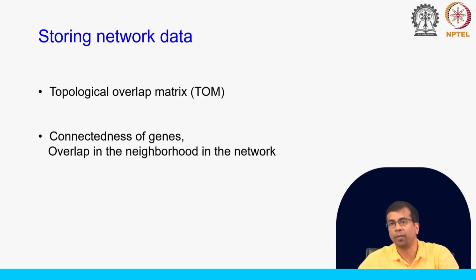So, one gene is connected to multiple other genes, and if you consider a second gene, that is also connected to other genes. When I say connected, they are showing expression correlation. So when you say overlap, you want to see whether there is any overlap between gene 1 and gene 2 in terms of correlation with other genes in the network. This is something that is stored in the topological overlap matrix. This gives us an idea how genes are connected in terms of their expression pattern.